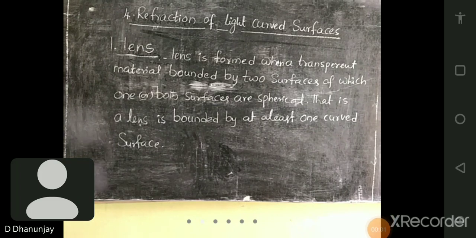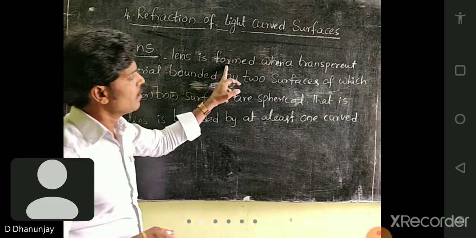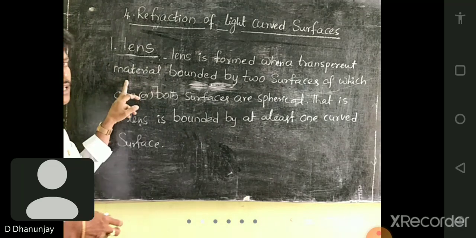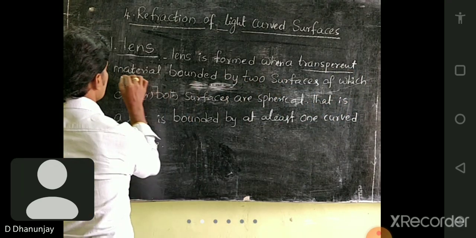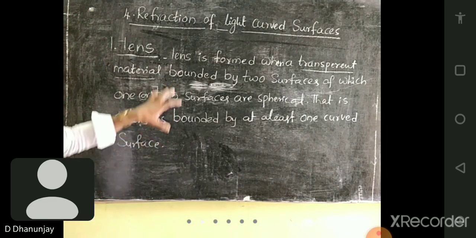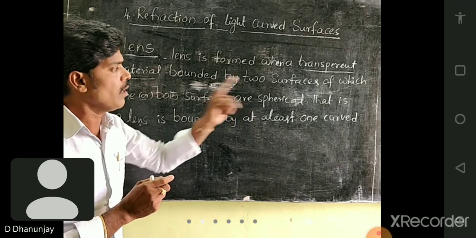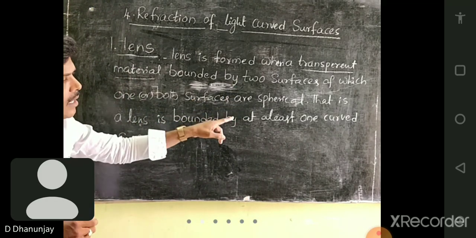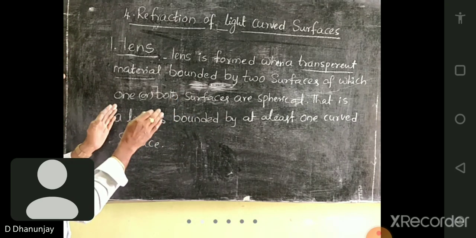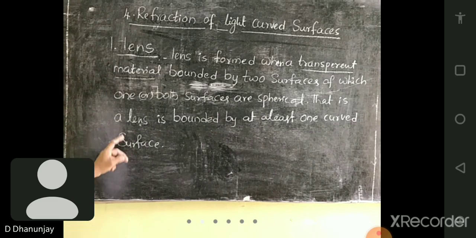Refraction of light at curved surfaces. Here we are going to learn the definitions of some important terms. The first one is lens. A lens is formed when a transparent material is bounded by two surfaces, of which one or both surfaces are spherical. That is, a lens is bounded by at least one curved surface.